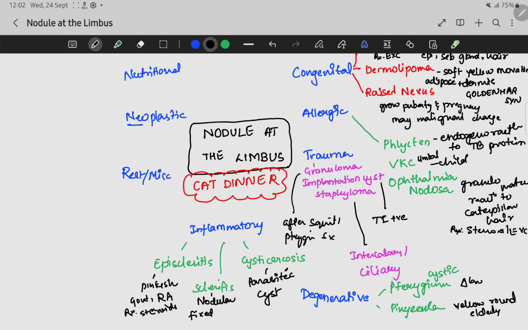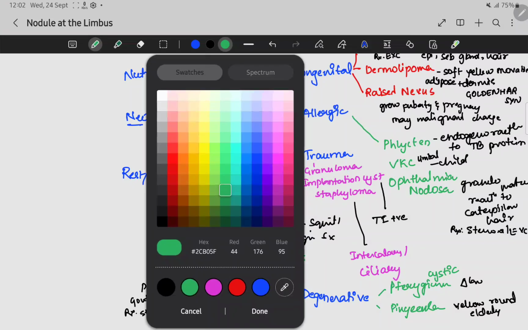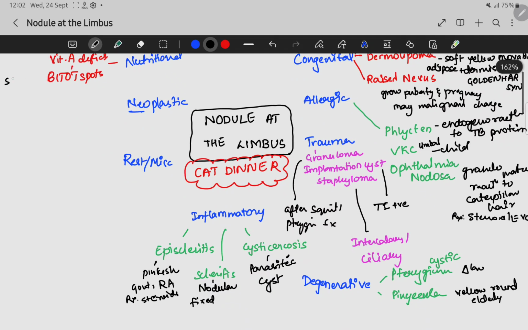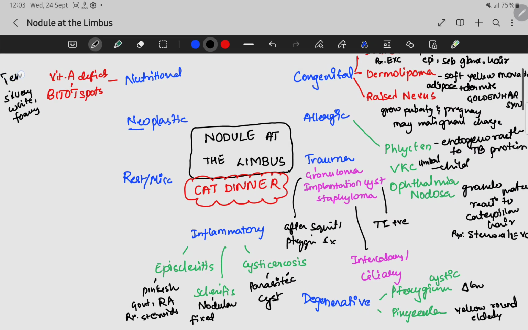Then coming to nutritional, we have vitamin A deficiency leading to Bitot spots. Bitot spots are silvery white, foamy lesions, usually in the temporal limbus, which is seen in vitamin A deficiency.